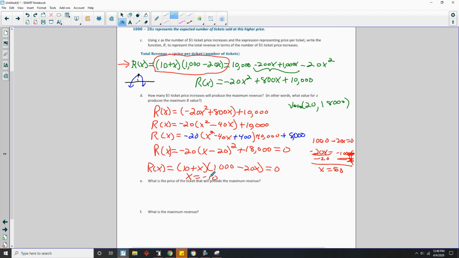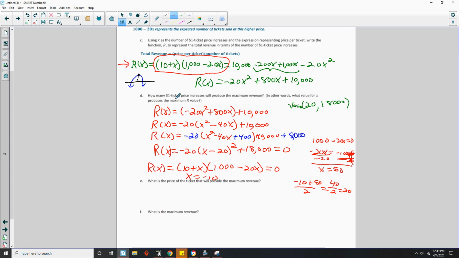Alright, so that's an extraneous solution. Negative 10 does not make sense. And so there's zeros at negative 10 and 50. The vertex will be on the axis of symmetry, which is the midpoint between negative 10 and 50. So midpoint is add the 2, divide by 2. Negative 10 plus 50 is 40, divided by 2 equals 20. So the vertex is 20. All right, so a $20 increase will find the maximum profit.